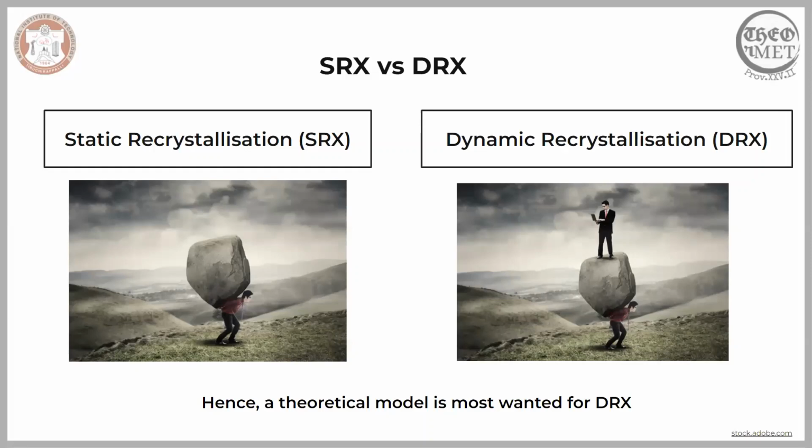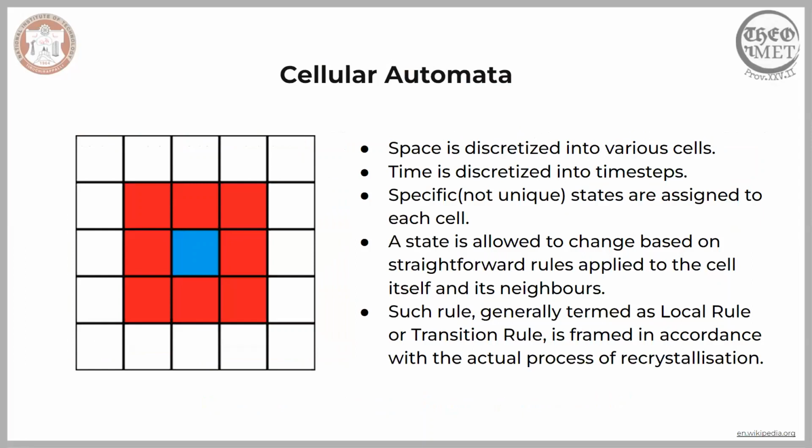So here there comes a need for a theoretical model to address this behavior, as dynamic recrystallization has an extra burden on top. So here comes the Cellular-automata into the scene. As most of you might be familiar with Cellular-automata, here space and time are discretized and specific states are assigned to every cell, and it is changed based on the transition rules we apply. And these transition rules will be similar to the ones that we observe in the real phenomena.